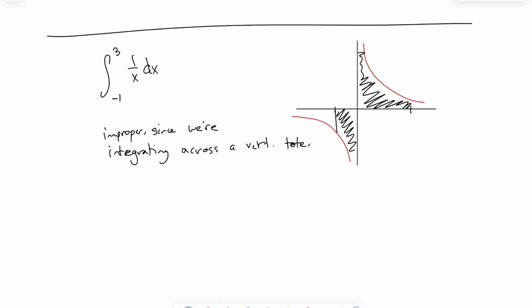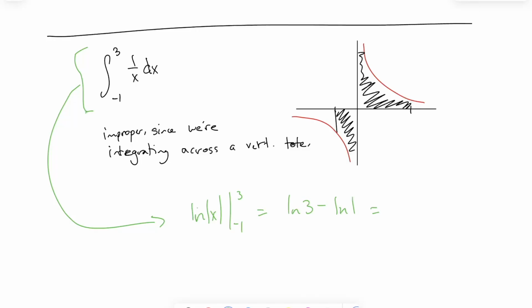And this one is extra sneaky, because if you're not thinking about this, you would be tempted to say this is just ln absolute value x, plugging in 3 and negative 1: ln of 3 minus ln of 1. This looks like you get an actual answer, but that's wrong. If you are not aware of the asymptote in the middle, you might feel like everything worked out fine, but it didn't. This is actually not the correct answer.